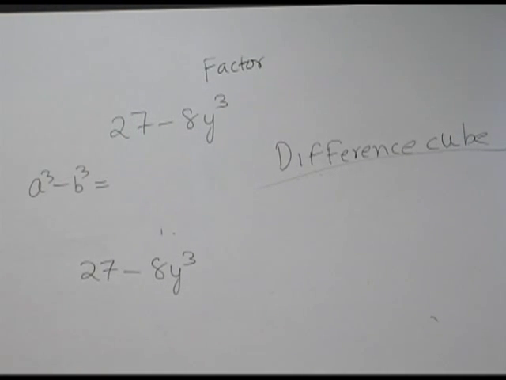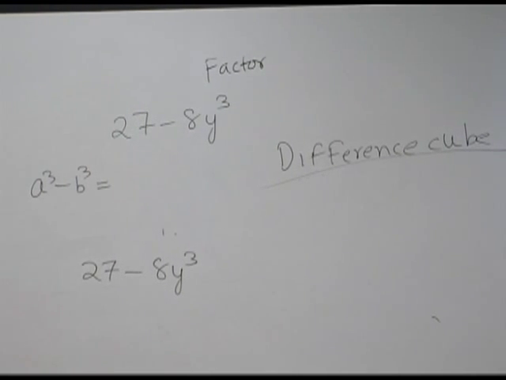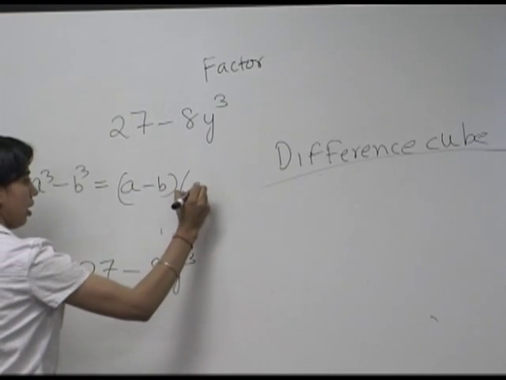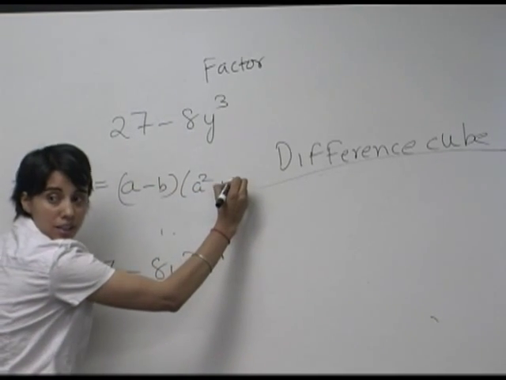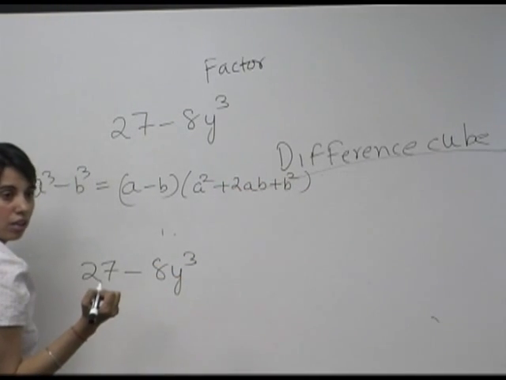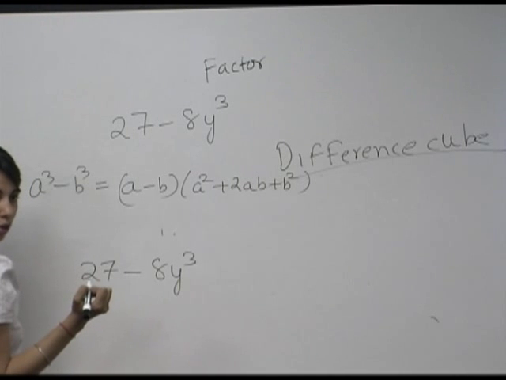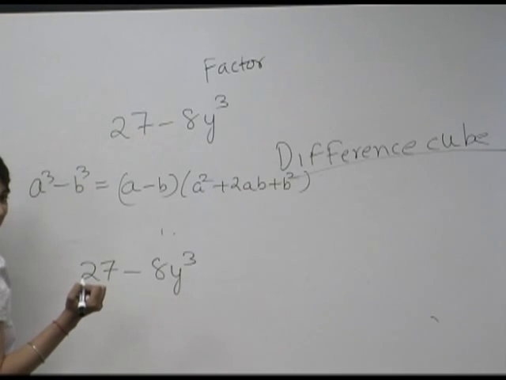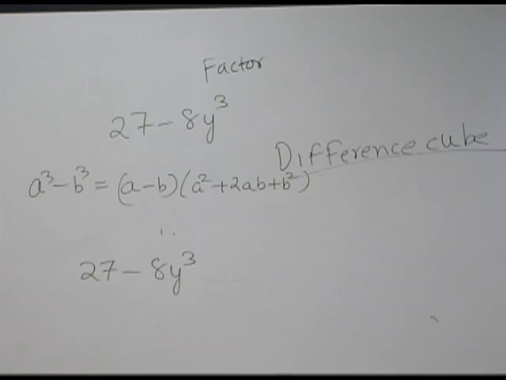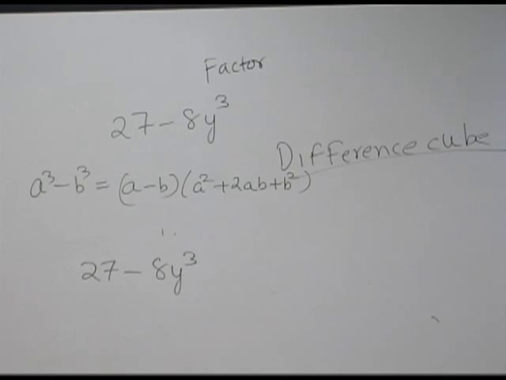a squared plus 2ab. Alright, so she said this. a minus b, a squared plus 2ab plus b squared. Azaliad, what do you think? Then, does that look right? Is this right, for the cube? Bianca?